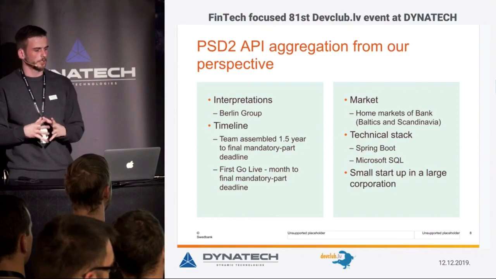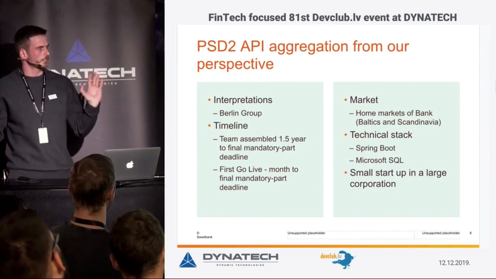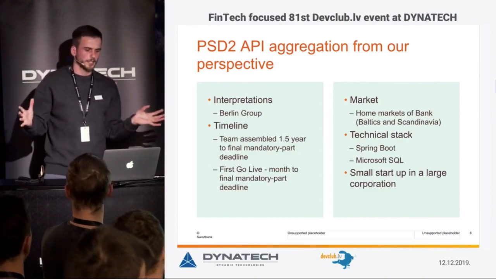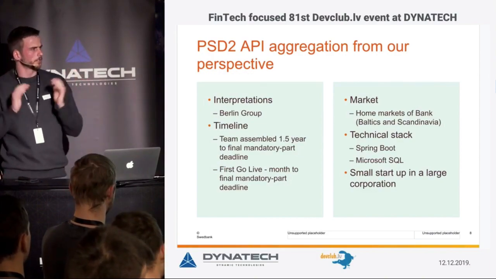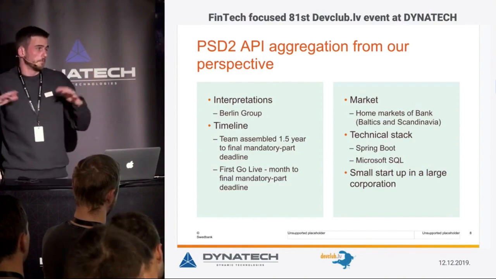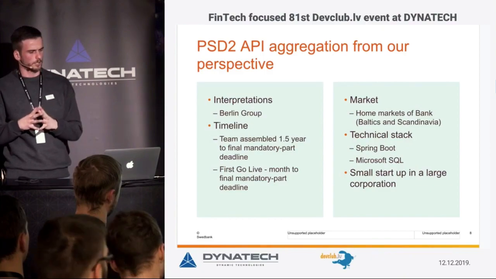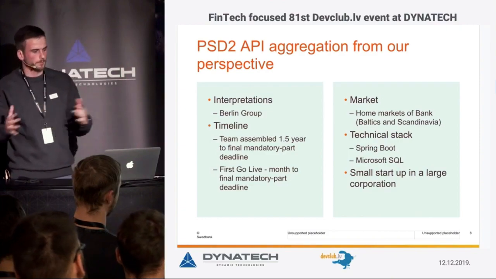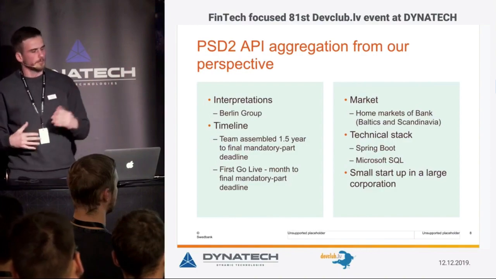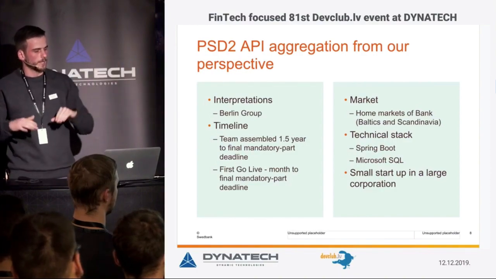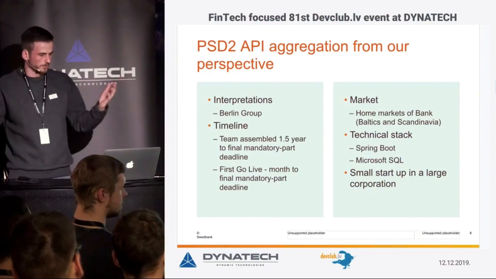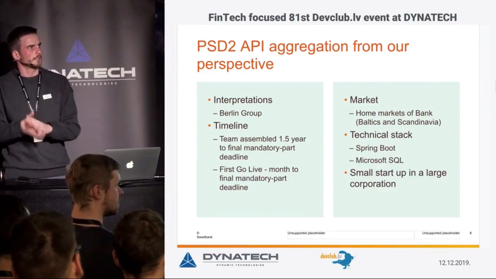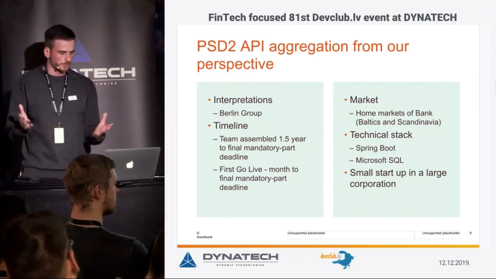And with the first APIs we came to, we saw that there are plenty of interpretations on the directive. But since our home market is Baltic States and Scandinavia, we kind of looked into this region, and most of the banks of this region are covered by Berlin Group. This is kind of a standard for this region, where banks agreed to do those APIs a certain way. However, even this group has some interpretations. Not some, but quite a lot, actually. Because the text is a legal text, written about technical stuff. So whoever reads it interprets it.